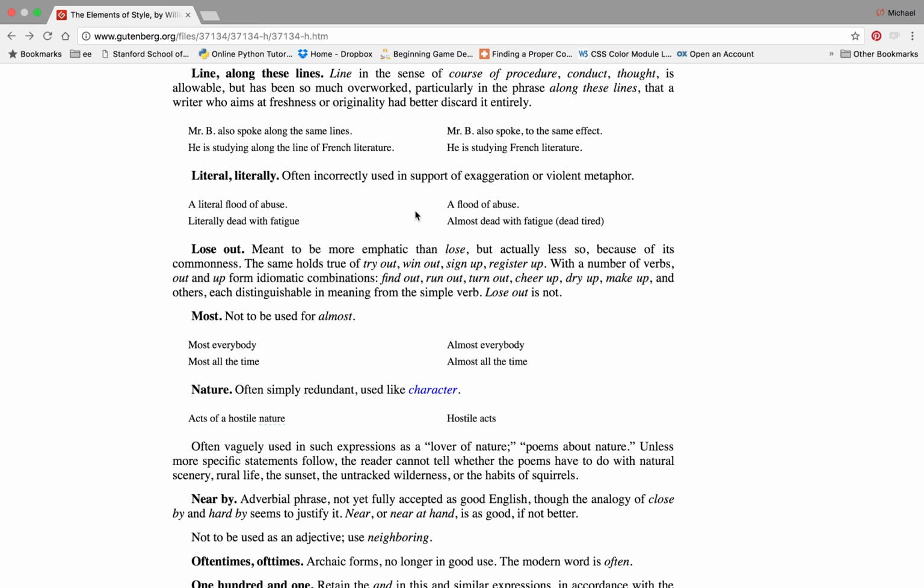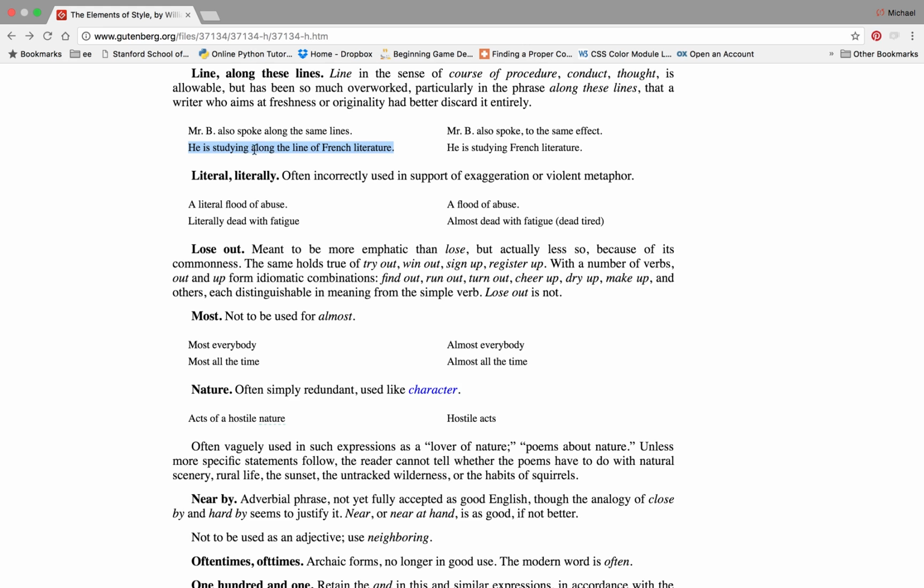Line in the sense of course of procedure, conduct, thought is allowable, but has been so much overworked, particularly in the phrase along these lines, that a writer who aims at freshness or originality had better discard it entirely. Okay, along these lines. Mr. B also spoke along the same lines. Mr. B also spoke to the same effect.